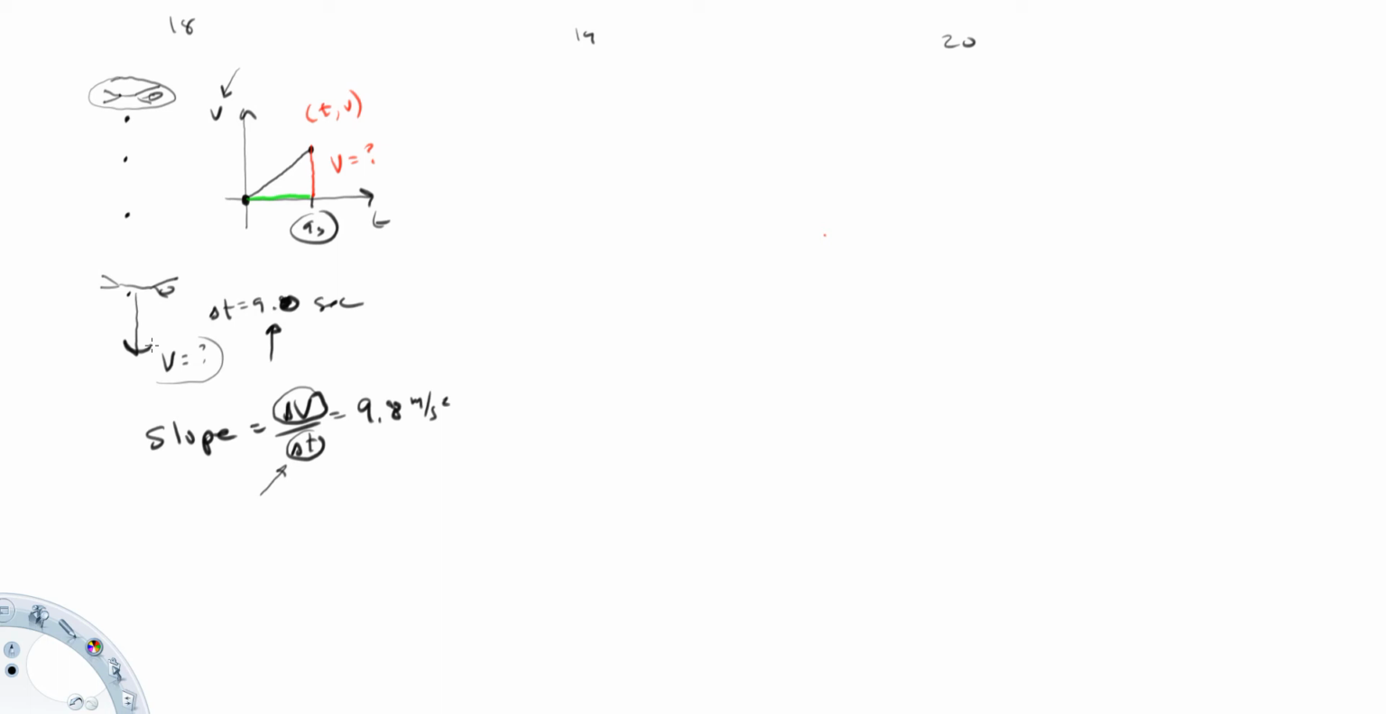Now for part B, where it says how far did they fall? Once we have this velocity graph, and hopefully you've seen my other videos on how to do this, the area under this line will give you the how far. I usually call this delta x. This is a triangular area. It's equal to 1/2 base times height. So that should get you through number 18.